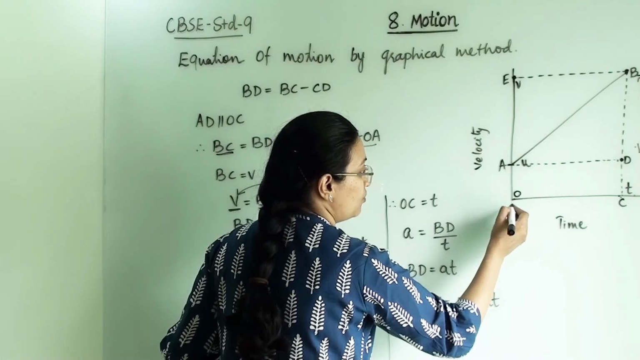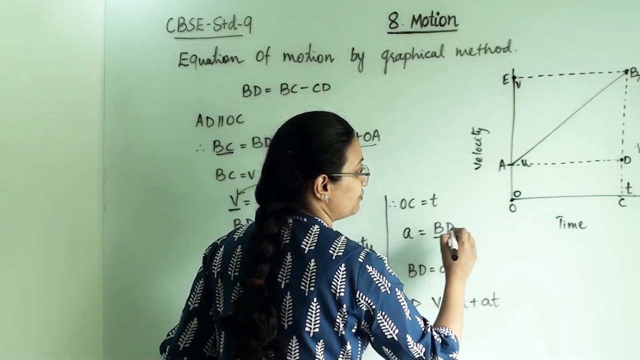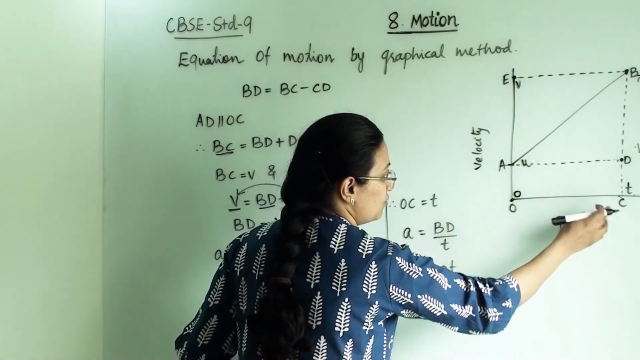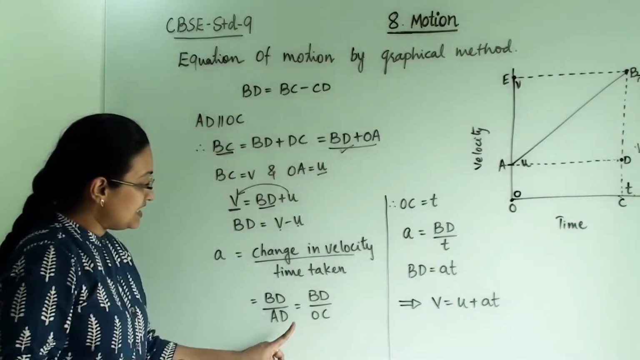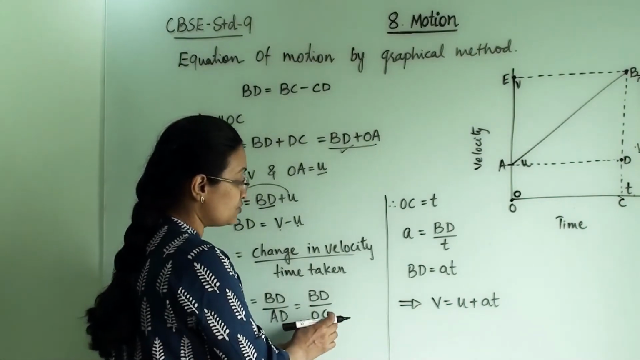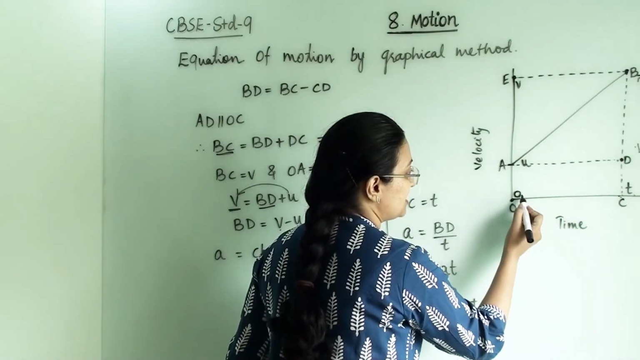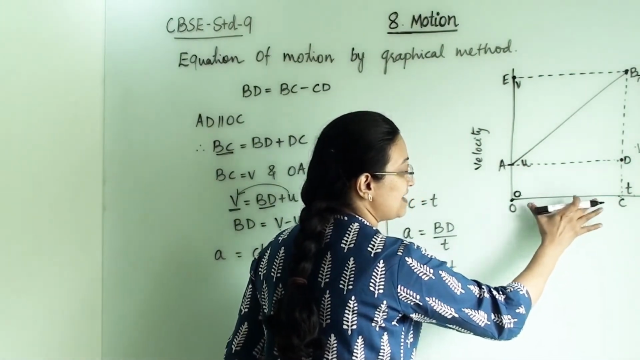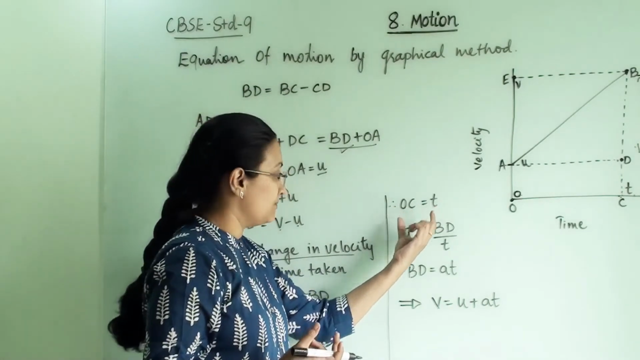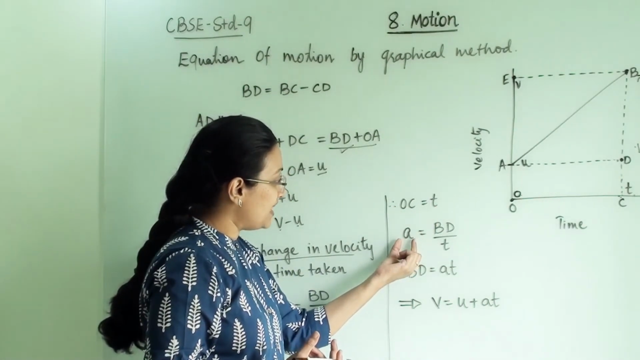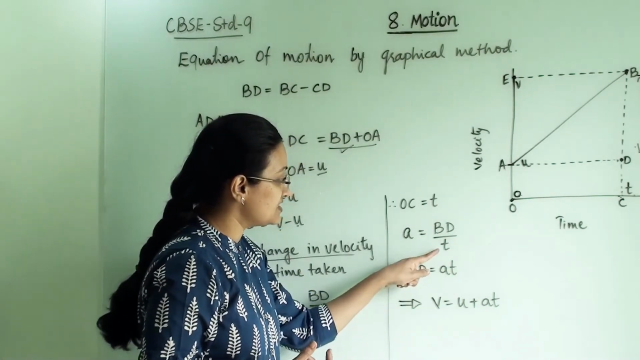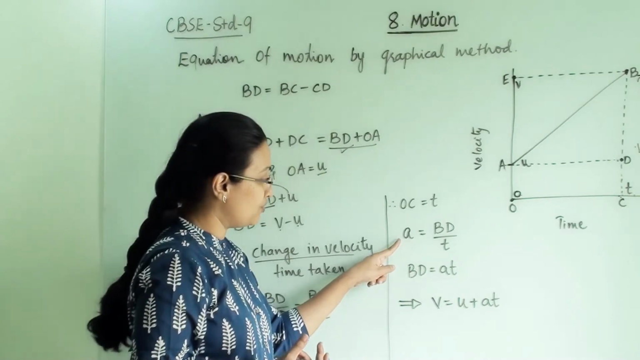Here this is O, the point of origin. So this point is O, so O to C. So AD equals OC, and we have replaced these two. But OC equals T. If we check here O to C, then this is the time taken for the travel. So OC we have replaced with T. So let us put in all the values. A equals BD by T. So BD equals AT. Once this T goes to this side, it goes into multiplication.